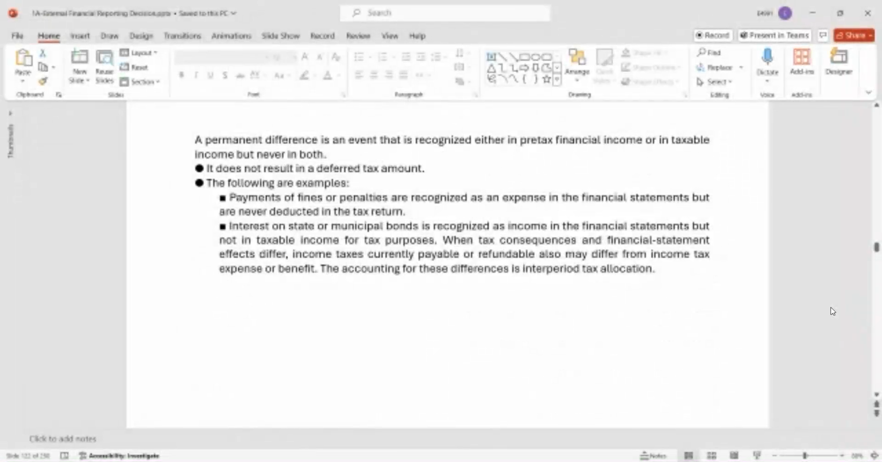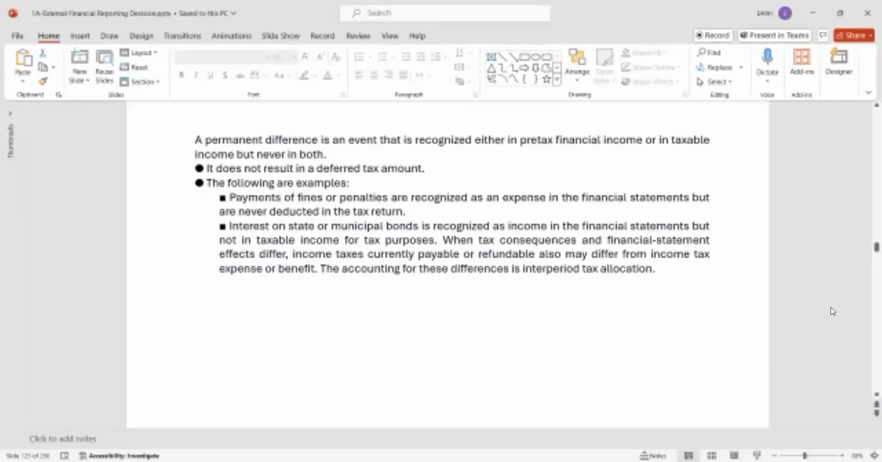A permanent difference is an event that is recognized either in the pre-tax financial income or in taxable income, but never in both. It does not result in a deferred tax amount. The following are examples. Payments of fines or penalties are recognized as an expense in the financial statements, but are never deducted in the tax return. Interest on state and municipal bonds is recognized as income in the financial statements, but not in taxable income for tax purposes.